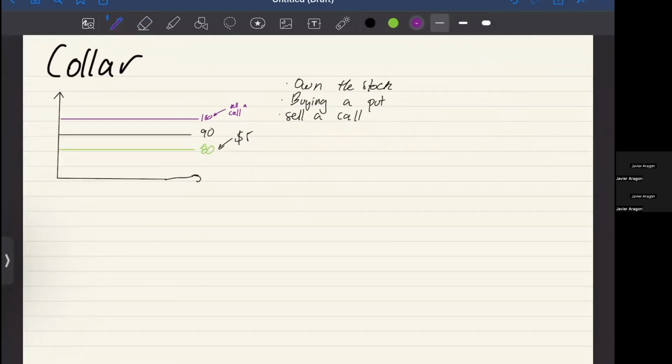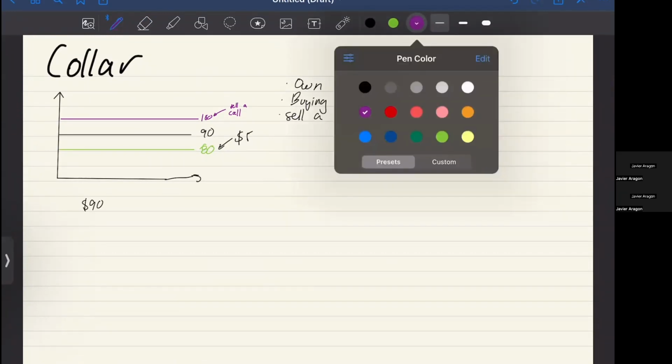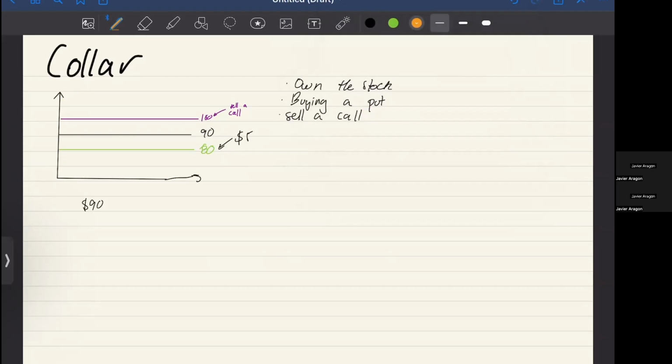So how does this actually work? You currently have your stock at $90, and you're thinking to yourself, oh no, the market's gonna go under. I think I'd rather protect myself and pay a premium rather than lose a bunch of money. So let's say the next day, you get yourself a put at 80. So that's this right here. You get yourself a put.